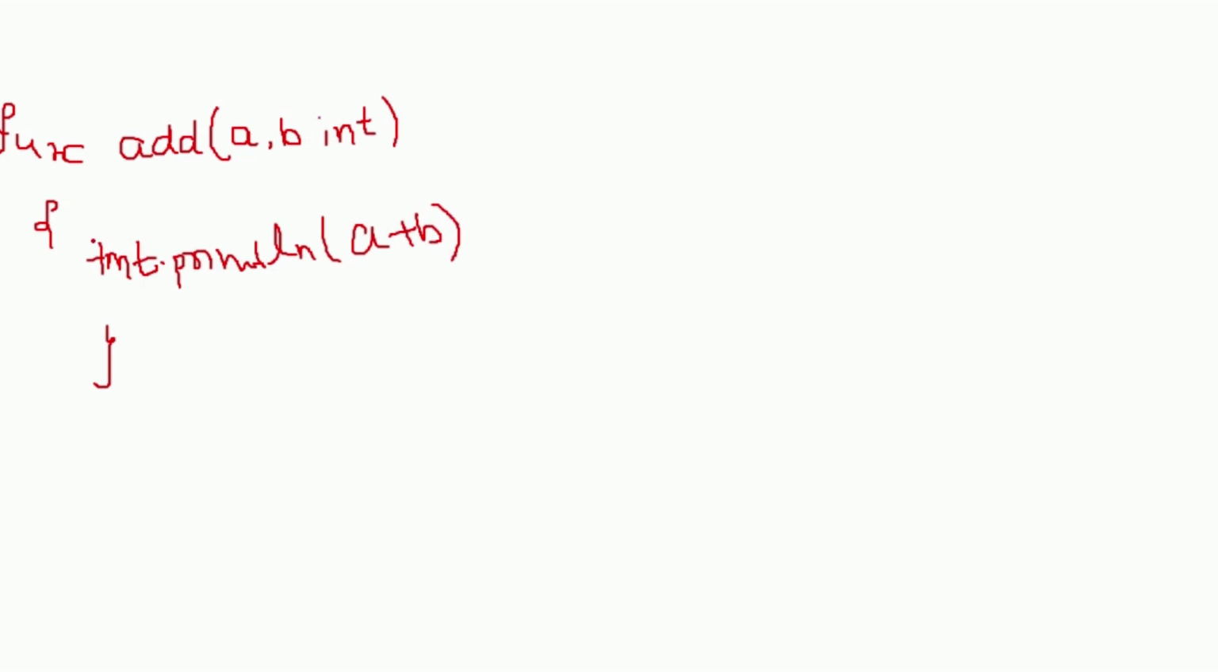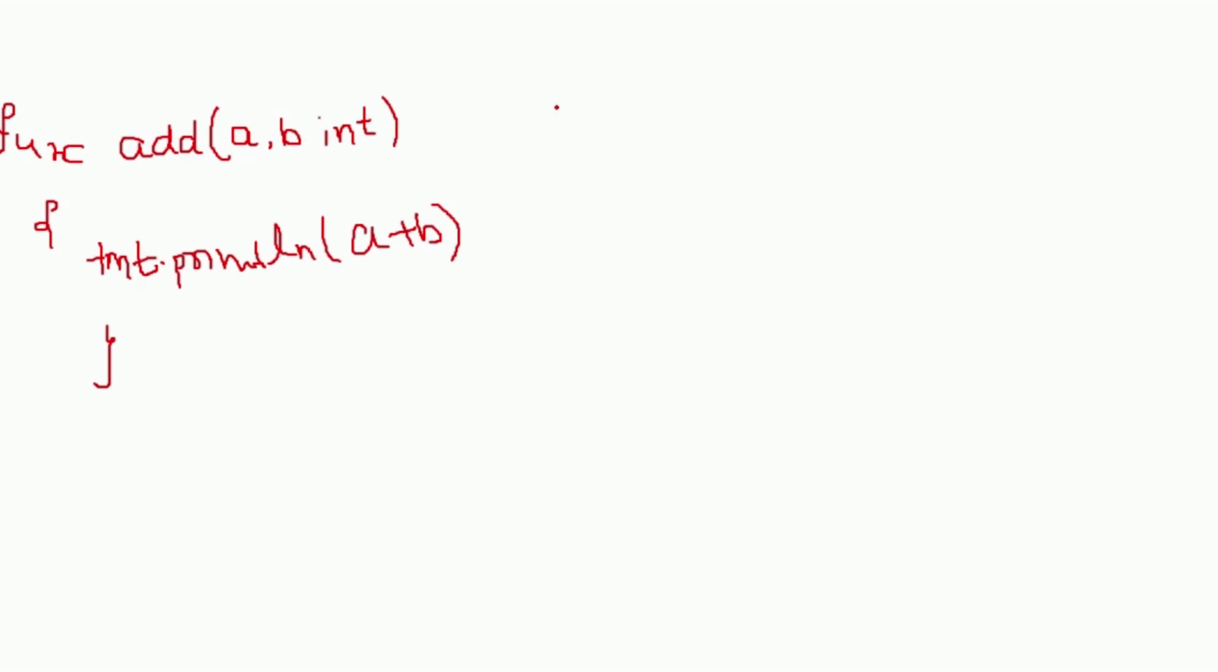But what is happening here, if we pass three arguments, my function will fail. It says the number of arguments is mismatched. Okay, how to overcome this problem? So we have a variadic function in Go language. What is the syntax of it?